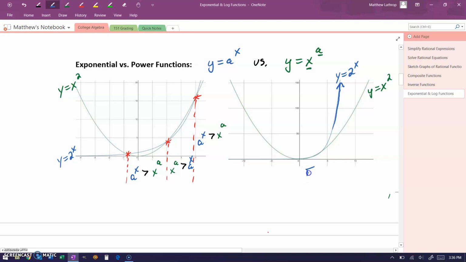And this is what we refer to as exponential growth, an idea that you've most definitely heard of in different scenarios. But exponential growth is just this idea of very, very rapid growth, in this case significantly faster than what we would see with a power function or a polynomial function.